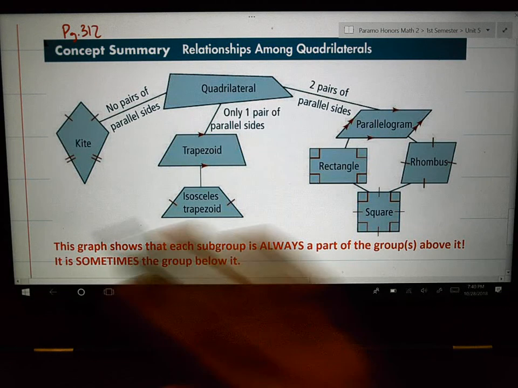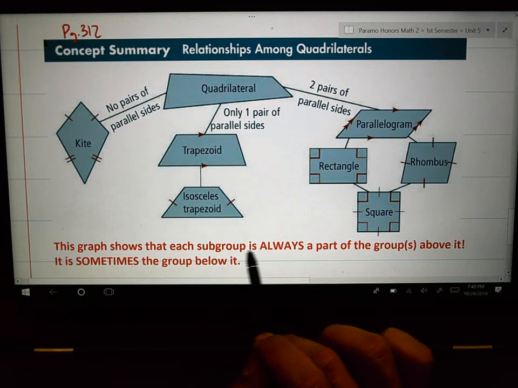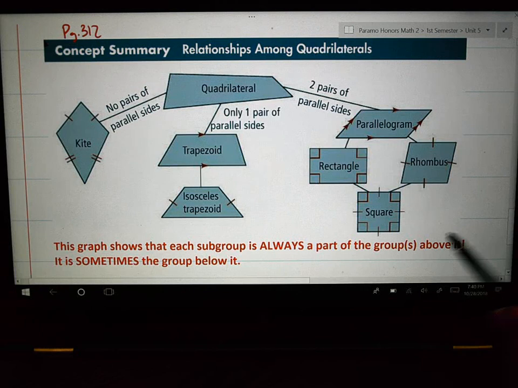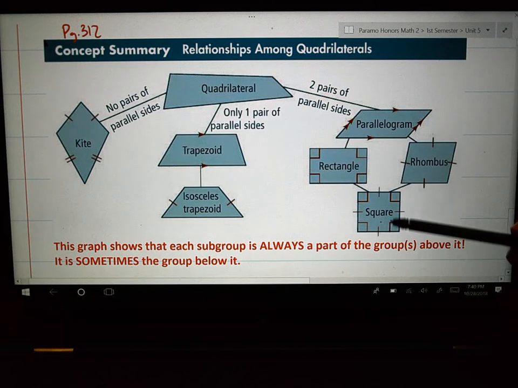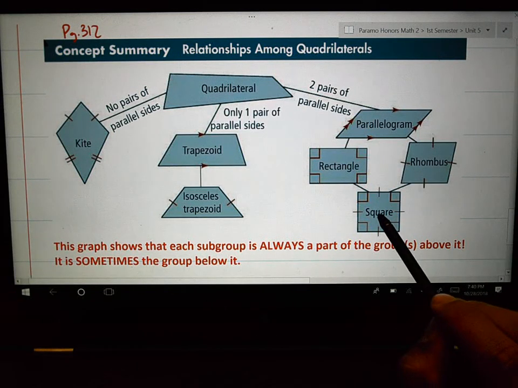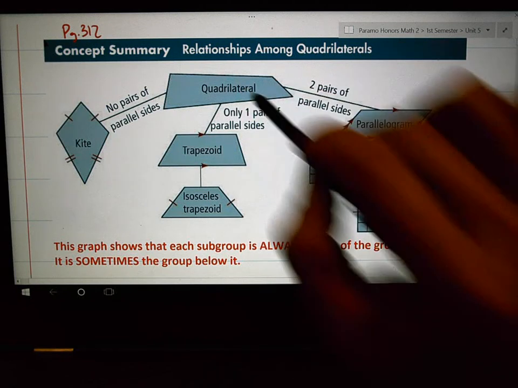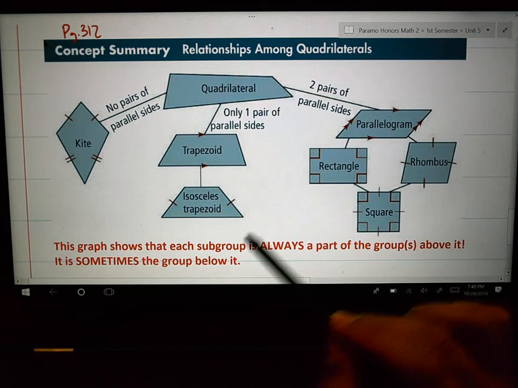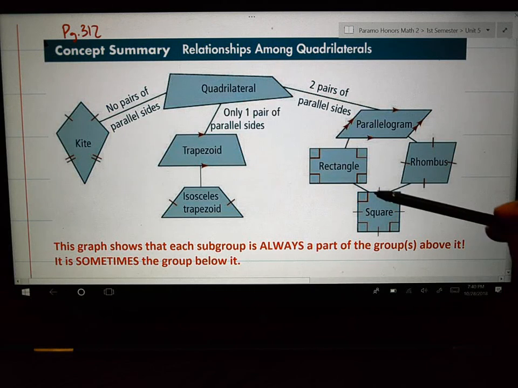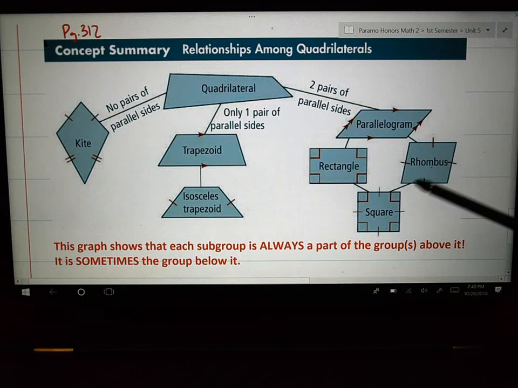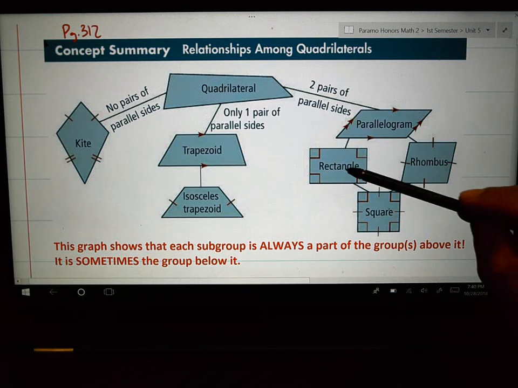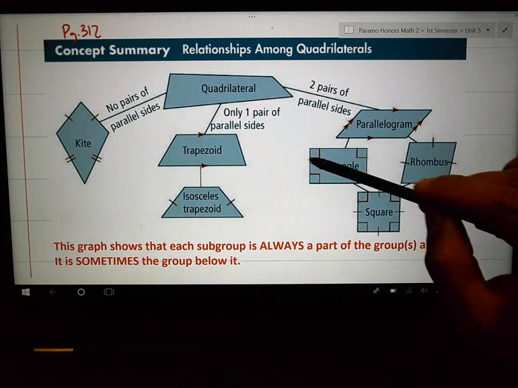A way that I like to use this is that it shows that each subgroup is always a part of the group above it. A square is always a rectangle because rectangles have 4 right angles, and this has 4 right angles. A square is always a parallelogram. A parallelogram is always a quadrilateral. It is only sometimes the group below it. So sometimes a rectangle is a square, but not always. A rhombus is sometimes a square, but not always. Keep that in mind. A rectangle is never an isosceles trapezoid.